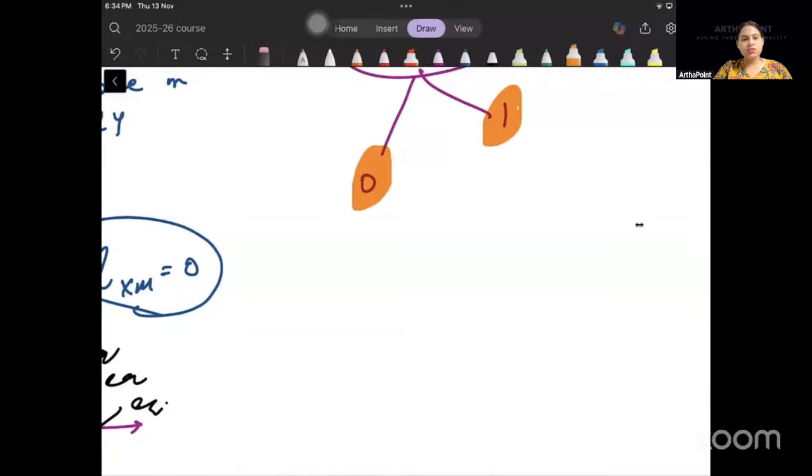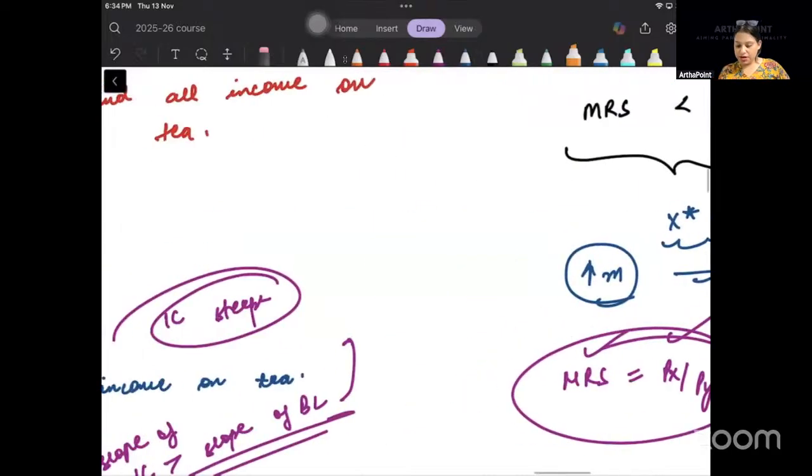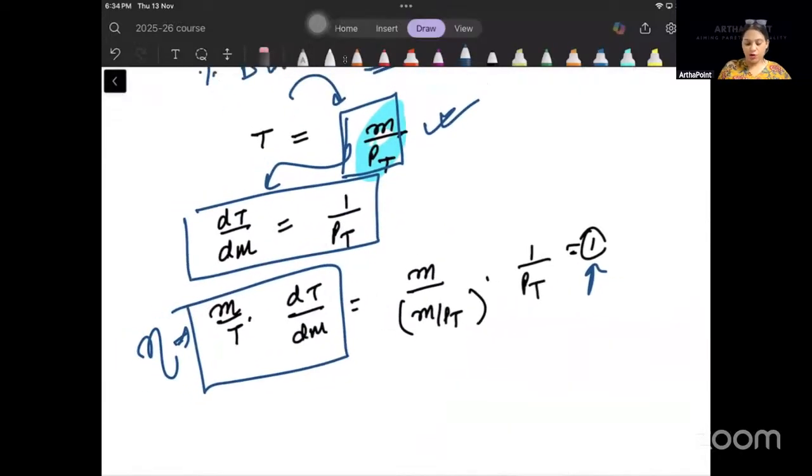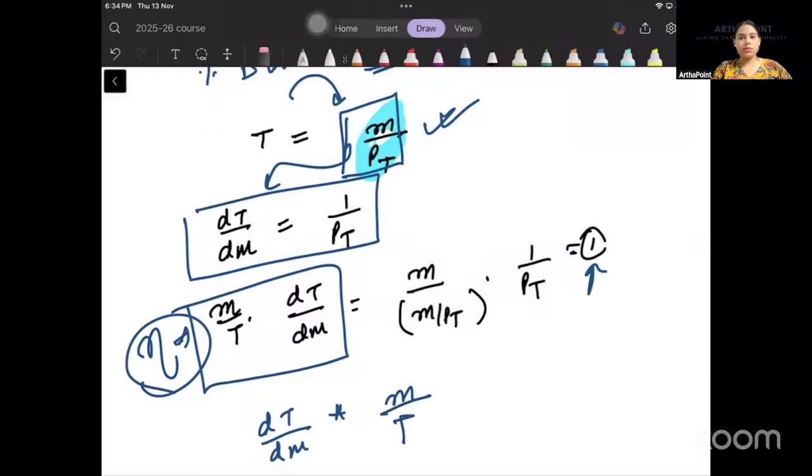Any doubt in this? Anyone? Oh, we got M again. This is the formula of elasticity, na? So how demand of T changes as income changes, into initial income by initial T. Making sense? We have just multiplied with M by T because we have to find elasticity. Okay?